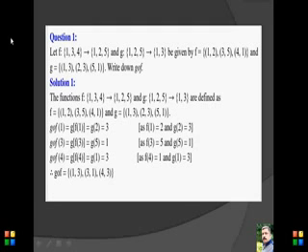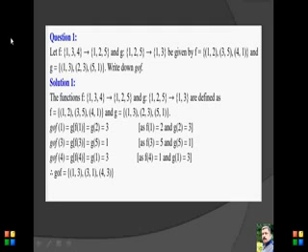Then after this, again question number 1, this is actually an exercise question. Let f from {1,3,4} to {1,2,5} and g from {1,2,5} to {1,3} be given by f is equal to {(1,2),(3,5),(4,1)} and g is equal to {(1,3),(2,3),(5,1)}. Write down g of f. The functions f and g are defined as f is {(1,2),(3,5),(4,1)} and g is equal to {(1,3),(2,3),(5,1)}.